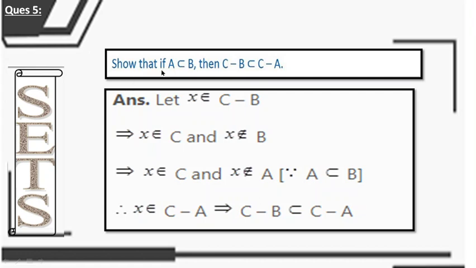Question number 5. If A is a subset of B, then we have to show that C minus B is a subset of C minus A. Let's take any element x. Wherever we have to show that this is a subset of this, or this is an element of this, it's always better that we prove it generally.